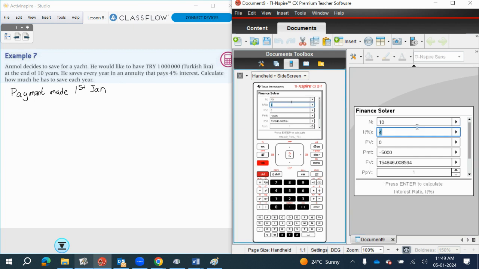What's our interest rate? 4. Our present value? Empty. Well, how much are we putting in every year? We don't know, so we want to find that. For the future value we put 1 million, negative 1 million.